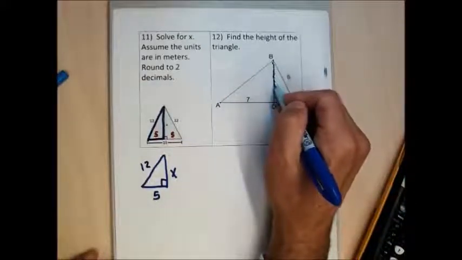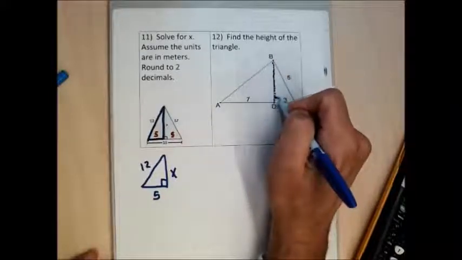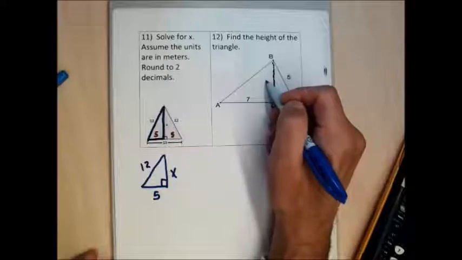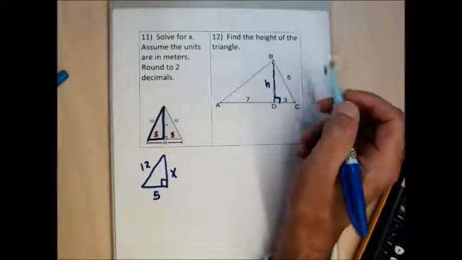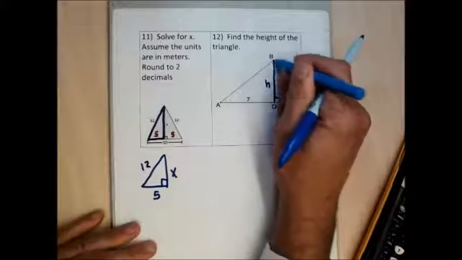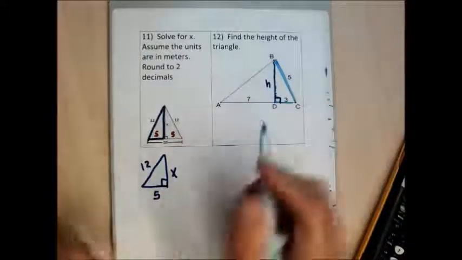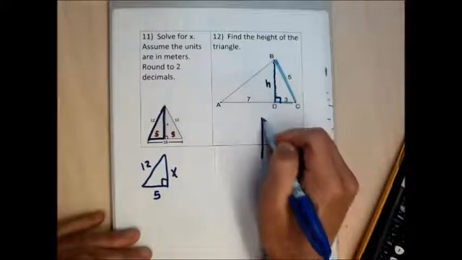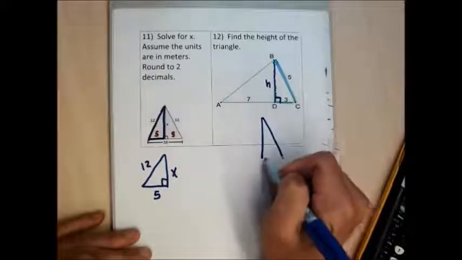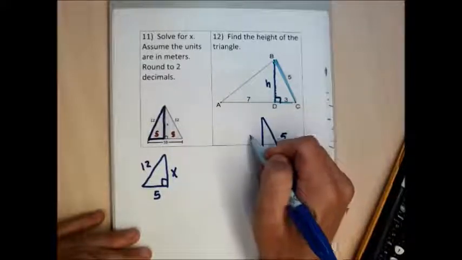The height of a triangle is the length of a side that goes from one of the corners to the opposite side that makes a right angle. So I'm going to need to find a height. And the triangle that I'm going to need to focus on to find the height of the triangle is that. And so I'm going to focus on this triangle that has lengths of 3, 5, and h.